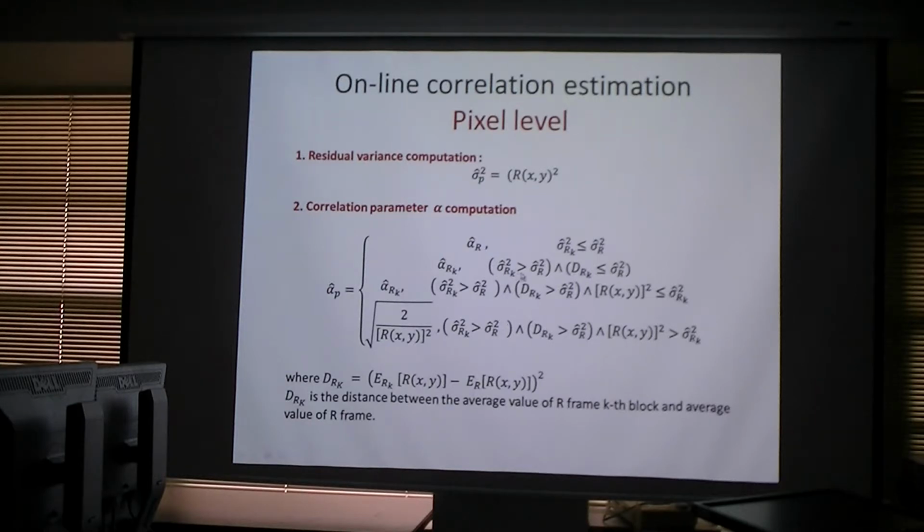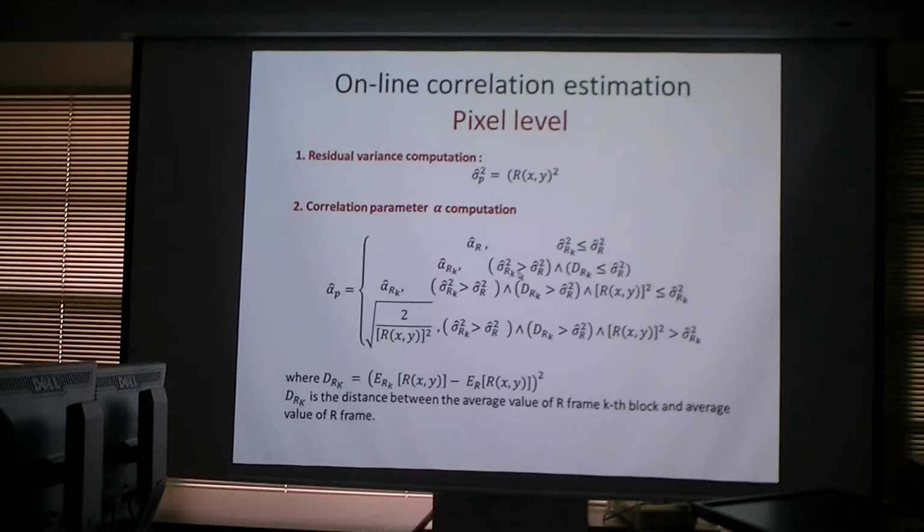And for the second case, it considers another measure. It's called the variance distance. Actually, it's equal to the average value of the R frame keys block minus the average value of R frames. So it's kind of to describe how far the keys block is from the whole frames.